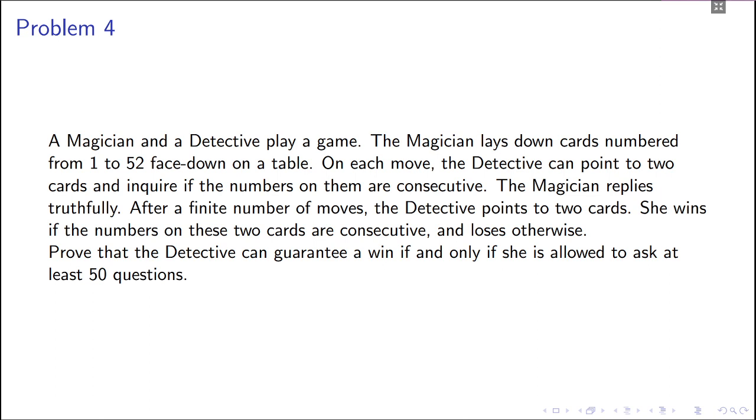After a finite number of moves, the detective points to two cards. She wins if the numbers on these two cards are consecutive and loses otherwise. Then it says prove that the detective can guarantee a win if and only if she's allowed to ask at least 50 questions. The best way to deal with such problems is to convert it into a graph.